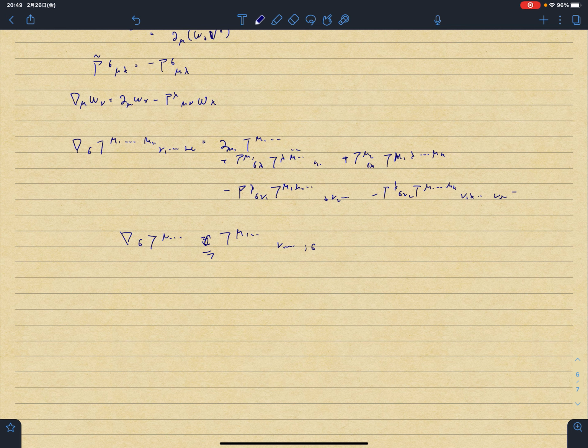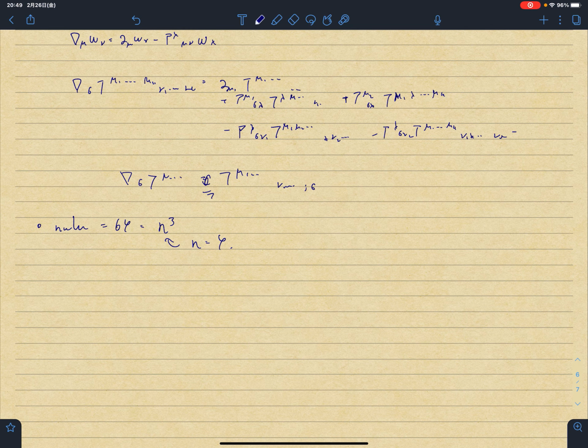To define a connection, we need to specify it in some coordinate system by a set of coefficients. The number of coefficients seems to be 64, with n equal to 4, so too many. But I think this would be reduced by thinking about symmetry.